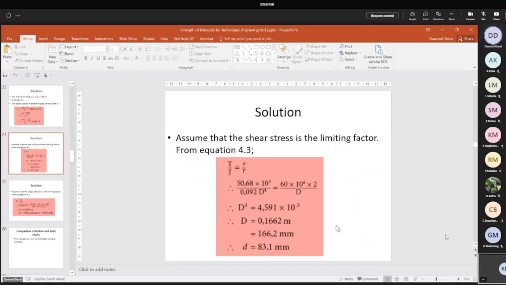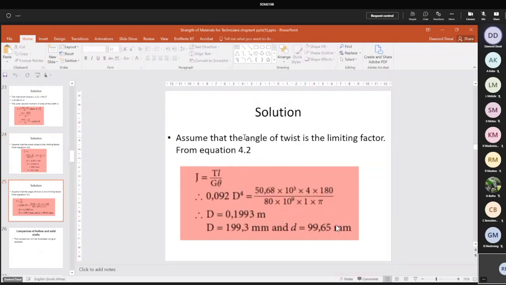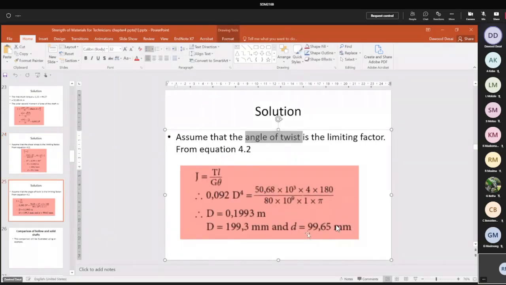You can see one is 83.1 using the stress equation, or stress part of the formula, and then the other one is the angle of twist part of the formula, and you end up with 99. See that? Now the question is, which is the minimum diameter? Now you must be careful here and listen carefully. The minimum diameter is not the smaller one. It will be the bigger one because you have to consider safety.